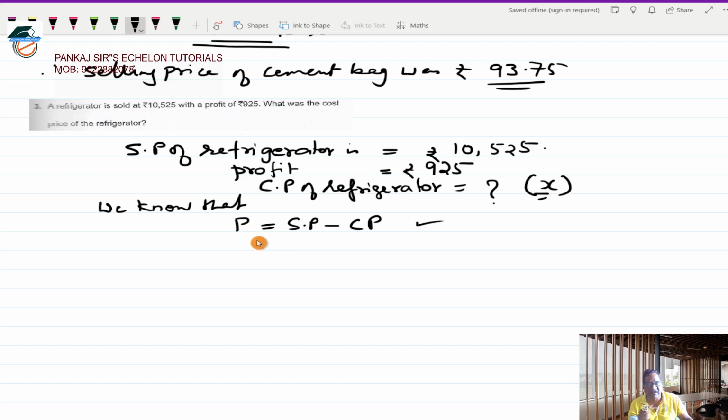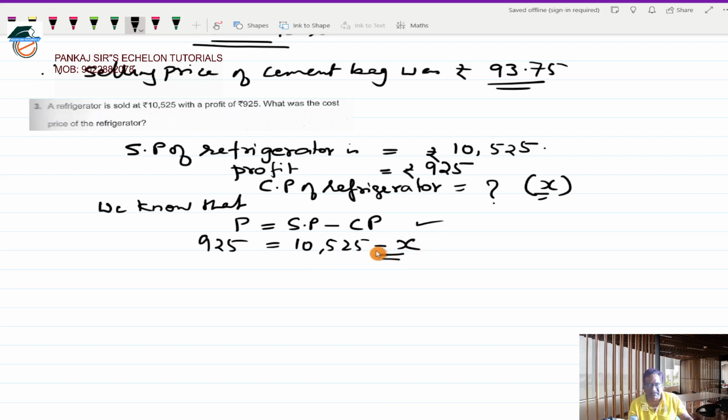Now I'm going to plug in the values. So profit is 925, so I'm going to write here 925. Selling price is given to me as 10,525 minus cost price. Instead of cost price, I'll write here X, because that is what I want to find out.